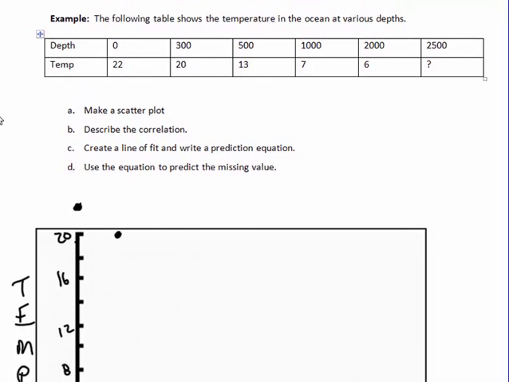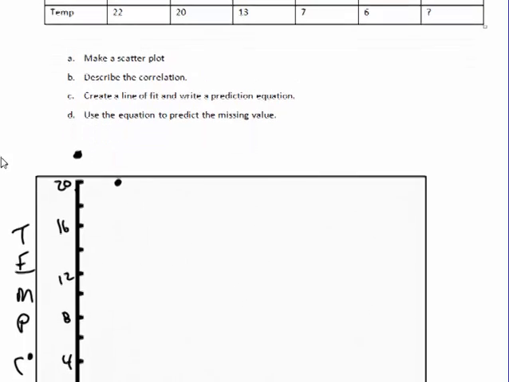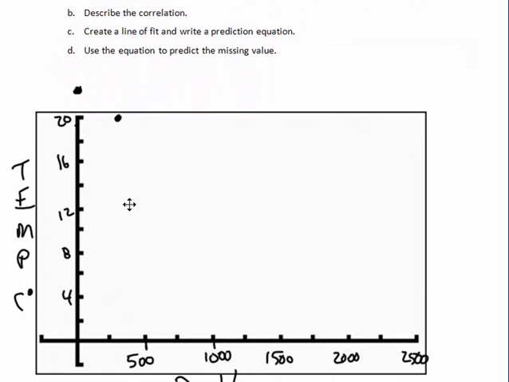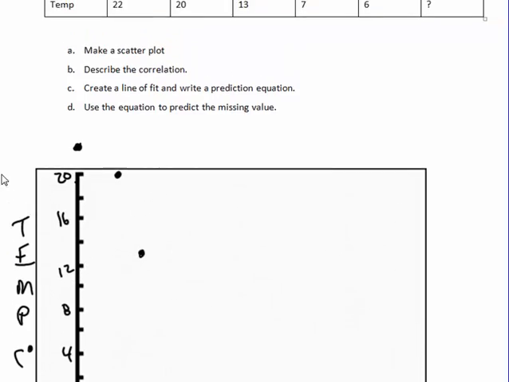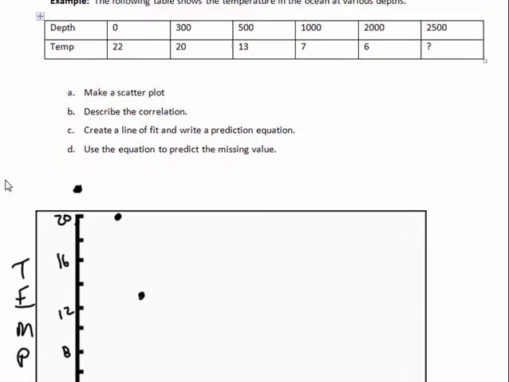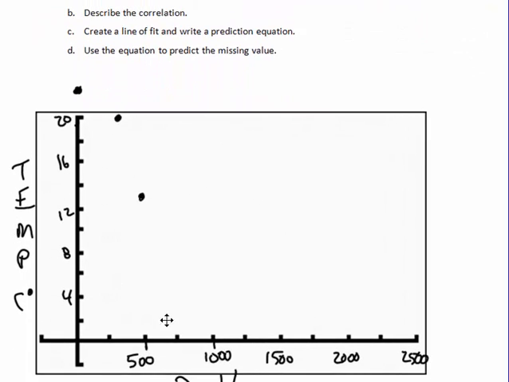And then we have at 500 it's all the way down to 13, so 500 will be right there at 13. 12, 13 is in the middle, and then 14. Yeah, that works. At 1,000, my depth is 1,000, my temperature is at 7. So that's right there, halfway there, right there at 1,000.